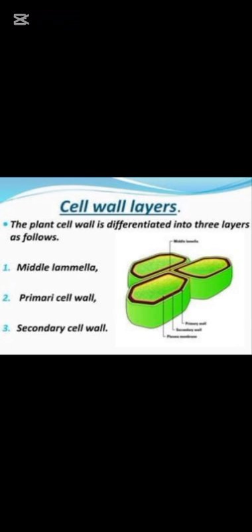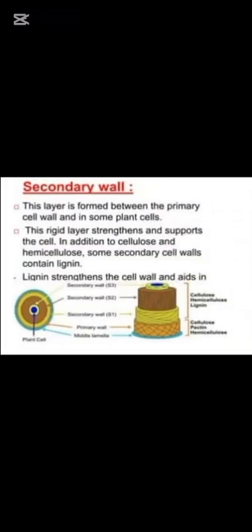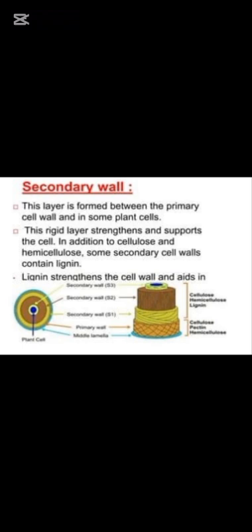So, due to the presence of lignin, they are different from the remaining two layers, and it is mostly present in woody plants. Lignin is the second most abundant substance which is present in the woody stems of the secondary cell wall. Okay, after that you have to see in the picture that this layer forms between the primary cell wall and some of the plant cells. So the secondary cell wall is a thick layer and it is present in the inner side of the primary wall, and it is a rigid layer.